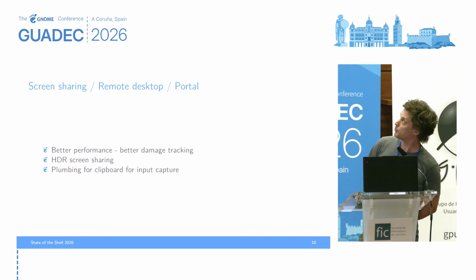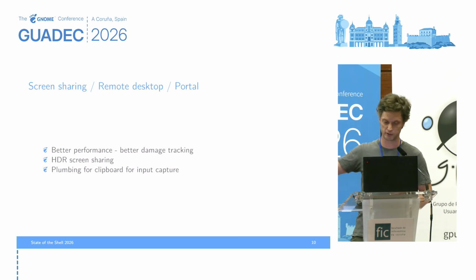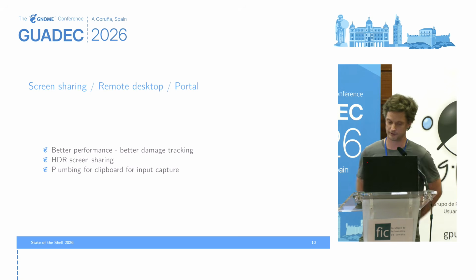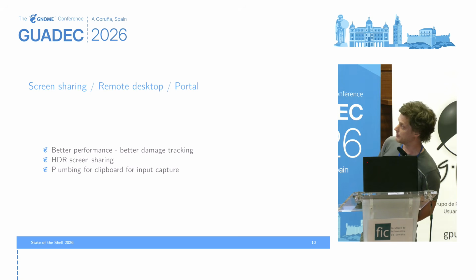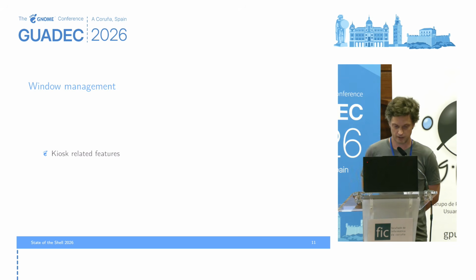And some plumbing for the portal backends was added, for example, clipboard for input capture. The input capture, like Deskflow, where you move the mouse and it goes to another computer, and you also want to be able to integrate the clipboard. So the plumbing for that was added this last year.